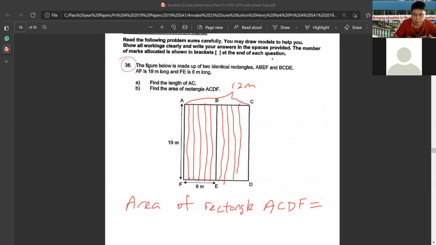Can you see there's 12 stripes here? Each stripe is 19. So how many stripes are there? 12. So 19 times 12. Yes, that's the area. 19 times 12 is the area. Get it?